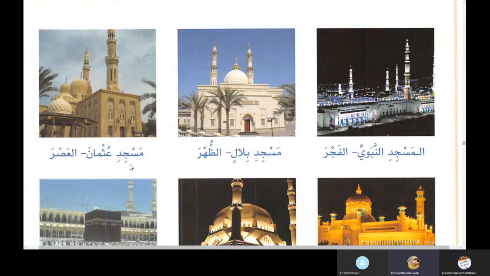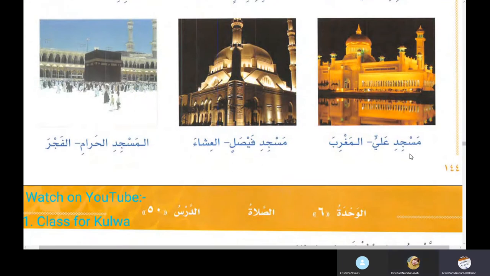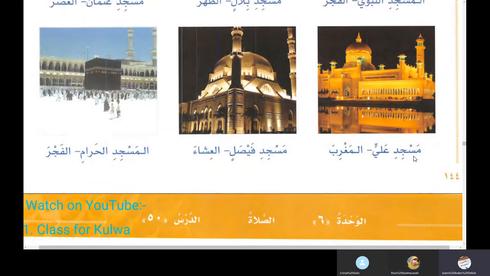Okay. Ila aina tashabu? Ashabu ila masjidi Usman. Limaza? Li usalliya al-asra. Yusalli al-asra, okay. Ila aina tashabu? Ashabu ila masjidi Ali. Now this masjid does not have alif lam because it is a proper noun. Ashabu ila masjidi Ali. Ashabu ila masjidi Ali. Yes. Correct.